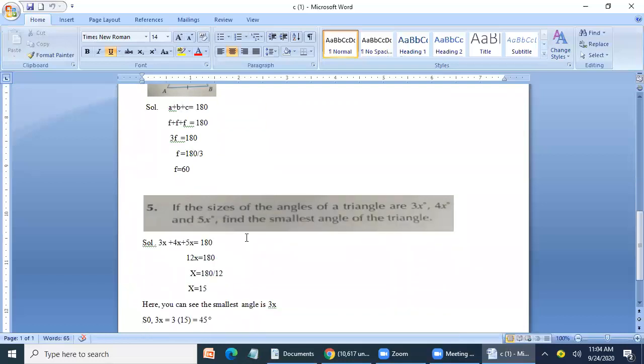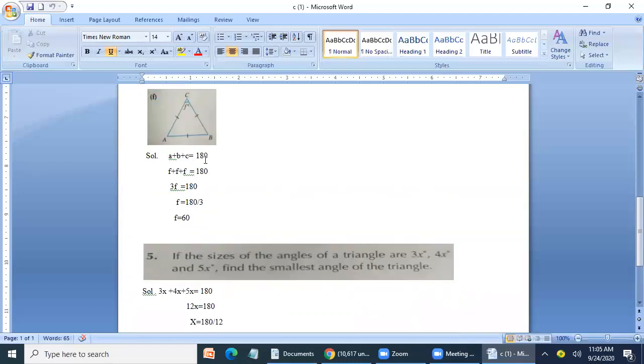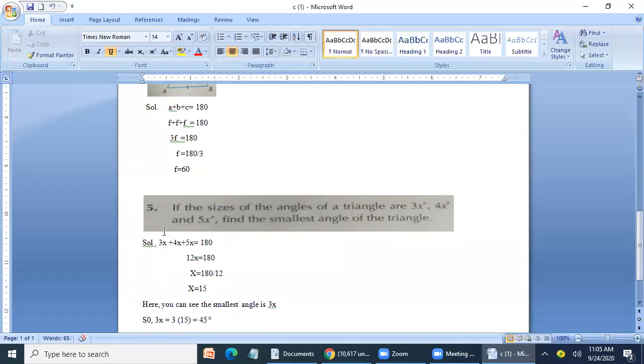Now question number 5 says, if the sizes of the angles of a triangle are 3x, 4x and 5x. So three angles are given, 3x, 4x and 5x. Find the smallest angle of the triangle. We will use the same formula like this, A plus B plus C is equal to 180. So this is 3x plus 4x plus 5x is equal to 180. Now 3 plus 4 is 7, 7 plus 5 is 12. So this is 12x is equal to 180.